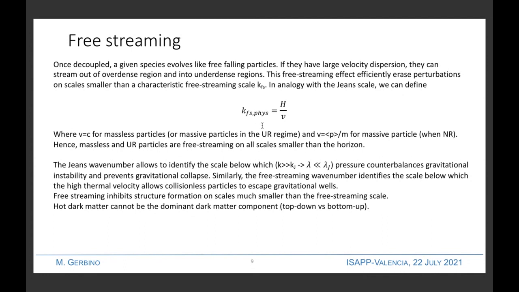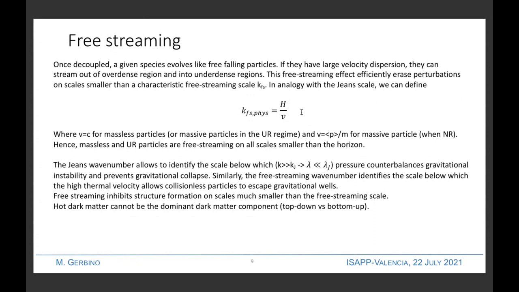So massless species have a free streaming wave number or a free streaming scale that is comparable with the causal horizon. This means that for massless particles, all the perturbations that are inside the horizon are completely erased by this free streaming behavior of massless particles. Basically, because the very large thermal velocity allows these particles to escape from the gravitational attraction of the forming structures in the universe. However, as soon as these particles become non-relativistic, the free streaming scale becomes smaller than the horizon, and at that point we can distinguish between two different regimes.